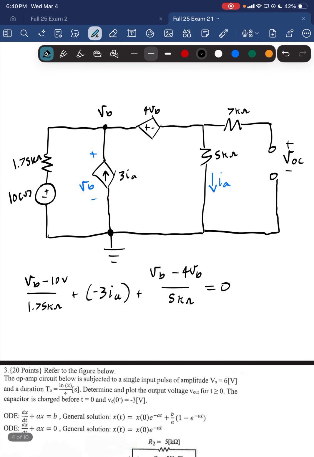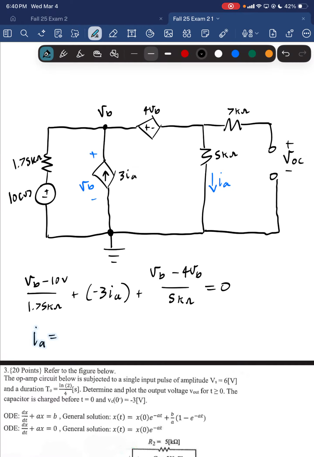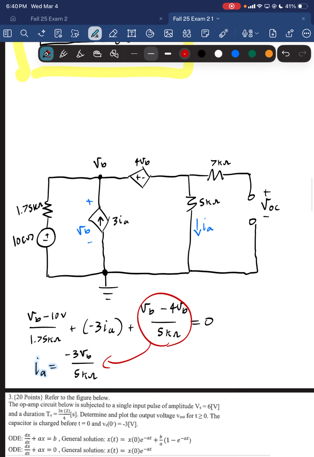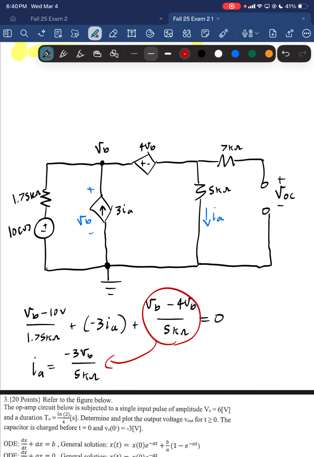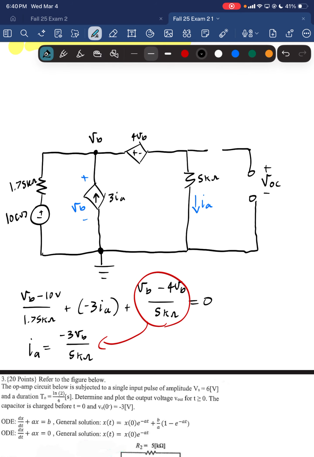And now we just need an equation for IA, which we already have through Ohm's law, which is negative 3 VB over 5 kilo ohms. I just took that term and brought it there. And that is our IA. I just combined the VB minus 4 VB into a negative 3 VB over 5 kilo ohms, because that is the same as this current. Because as we know, there's zero current going through that open circuit. Which means we can get rid of this resistor because there's zero voltage across it.